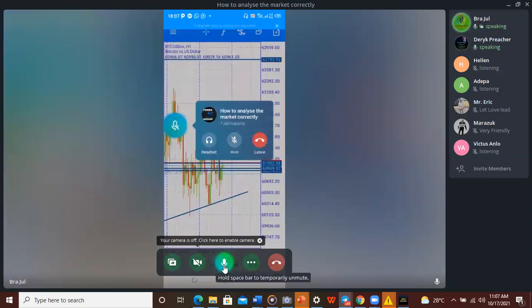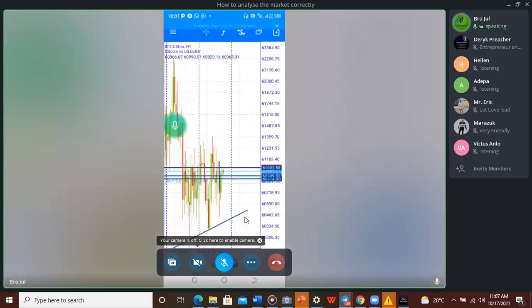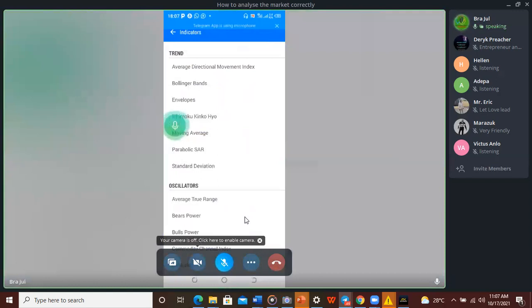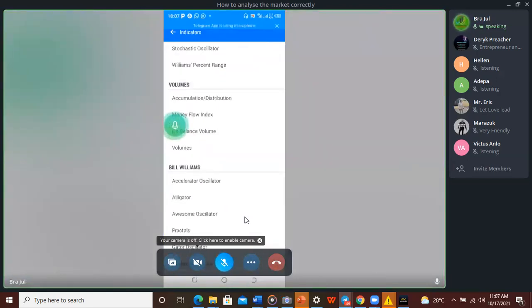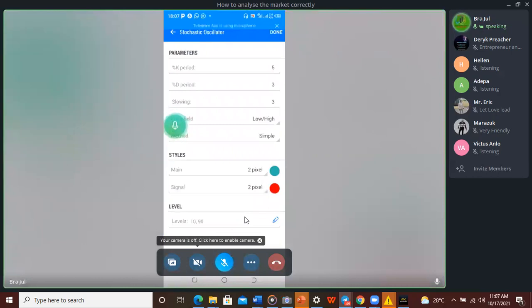All right, so that is it. I want to set the indicators on the chart for you right now. The first one we'll be adding to our chart should be the stochastic oscillator. And you guys know its usage. It's normally used to determine the overbought and oversold levels.